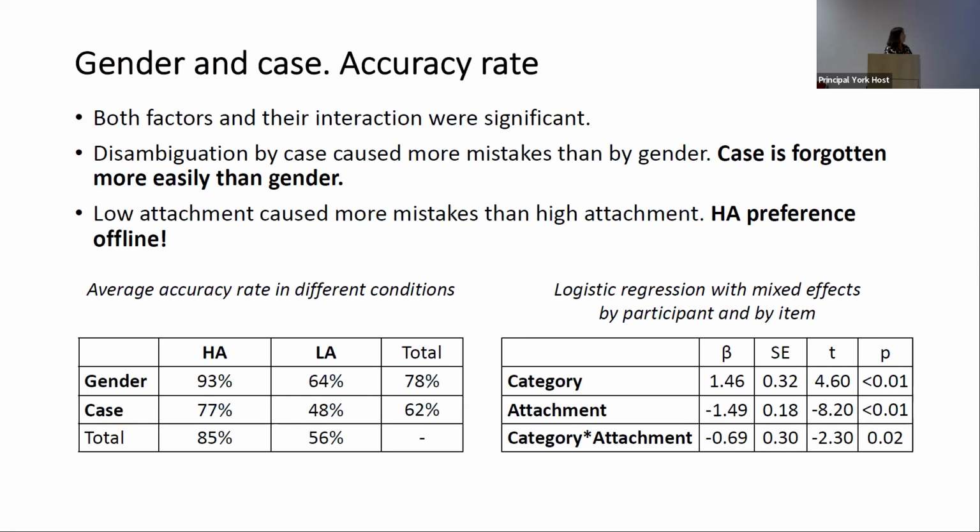So it means that case is forgotten more easily than gender, and on a truly surprising scale. And secondly, low attachment caused more mistakes than high attachment. So you can see this here. This is the average for low attachment, this is the average for high attachment, the difference is quite big, which means that offline we have a preference for high attachment. So the online and offline preferences are different.